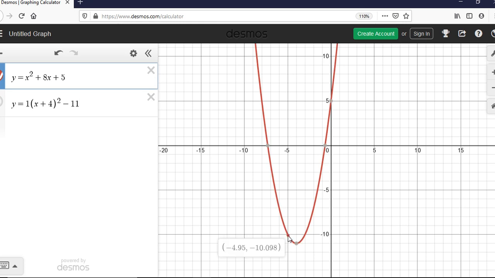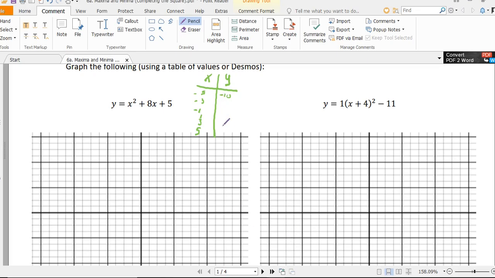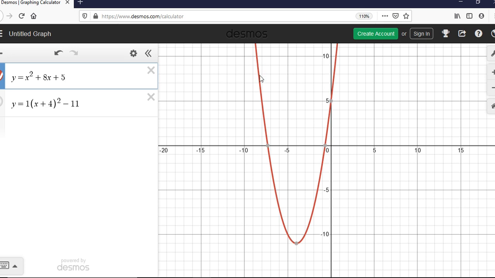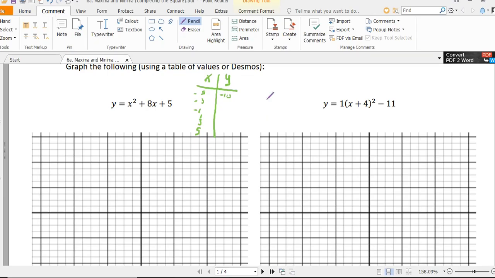So -5 gives about -10. Now, I can continue to do that, and eventually I will create a graph that looks like that. Over here, I could do the same thing, but instead of using the table of values, what I could do instead is recognize that the vertex here is -4, -11. I could find that vertex.